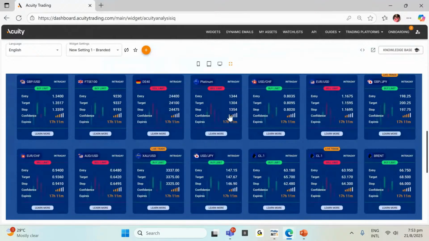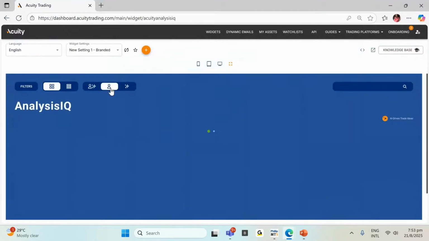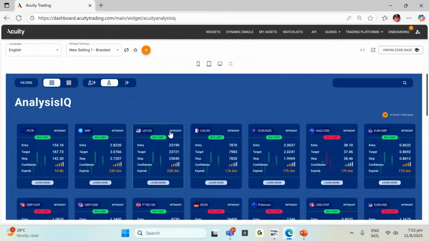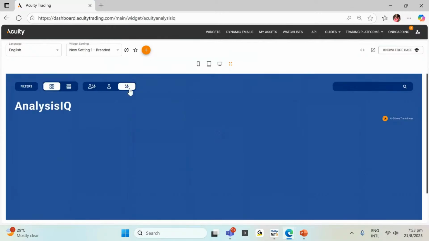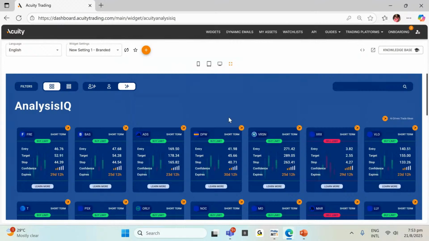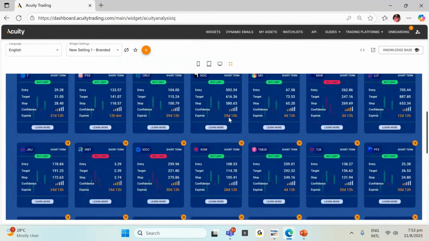So there are human generated signals, which you can filter by here, and there are also AI generated signals. Only on a live account can you access this.